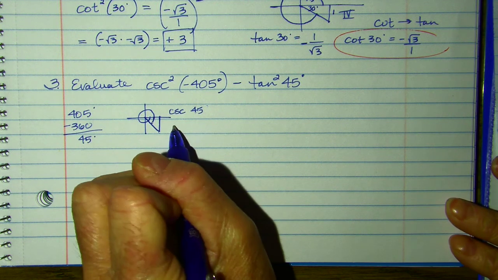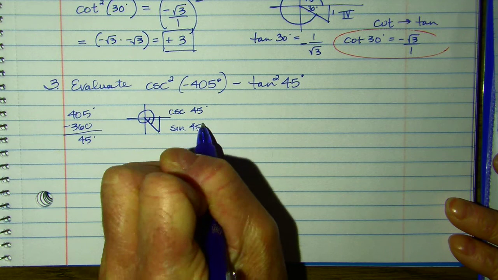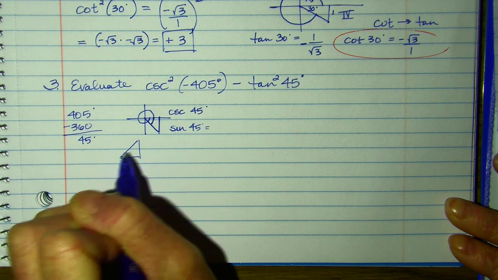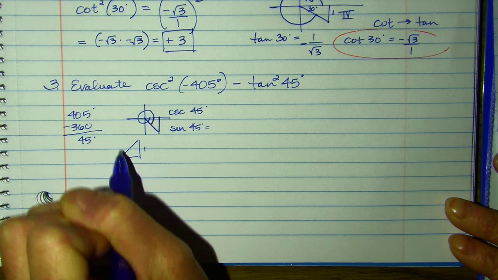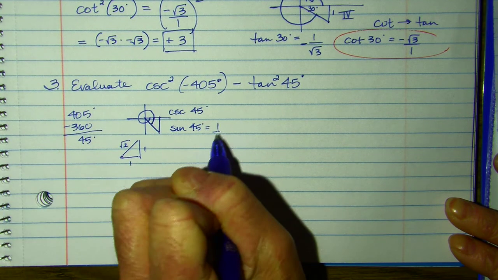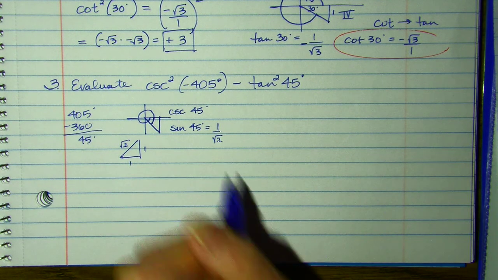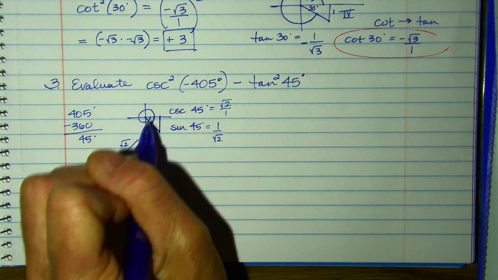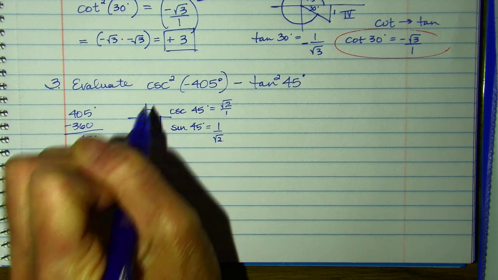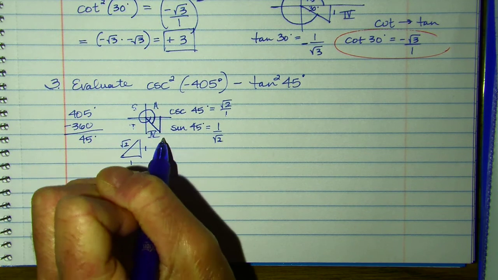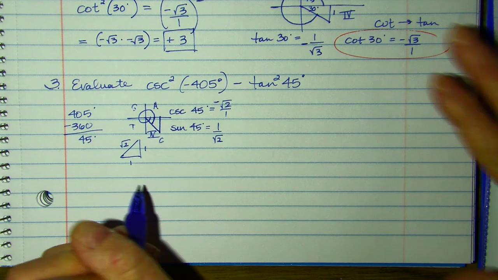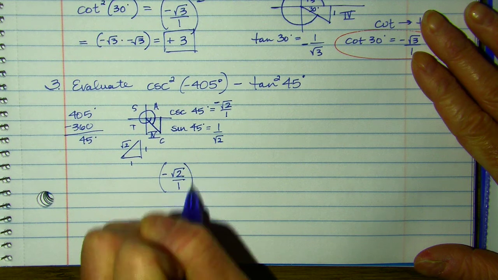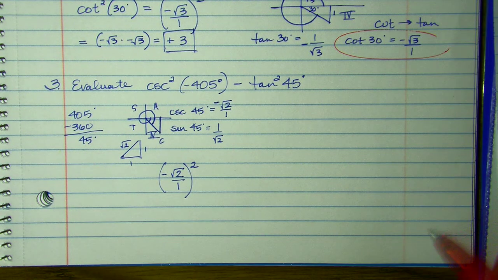Cosecant is the reciprocal of sine. So the sine of 45 degrees, right, is 1 over root 2. Cosecant is the reciprocal, so root 2 over 1. I'm in quadrant 4. All students take calculus, so it's going to be negative. So this produced a negative root 2 over 1 squared. Okay?